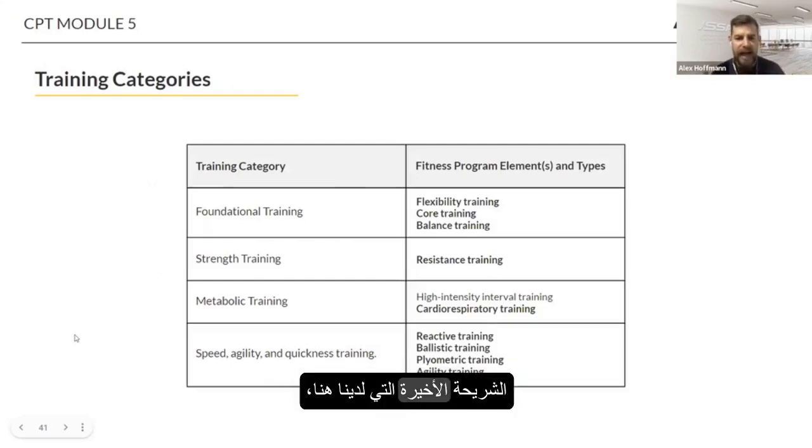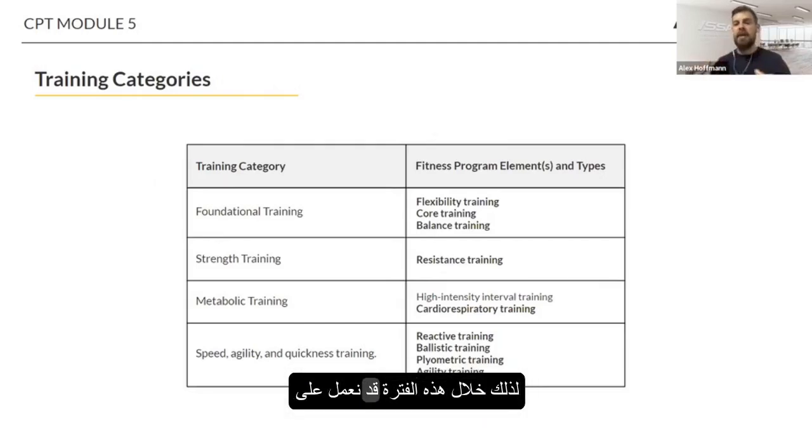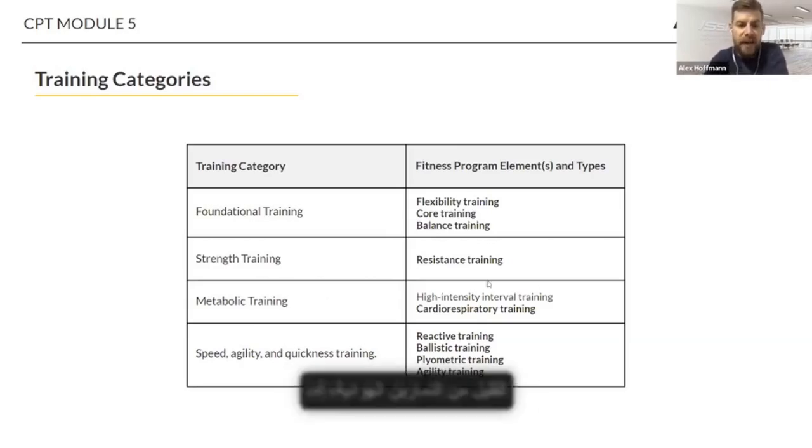All right, last slide that we have here. We're going to make it through in this hour. Training categories that we have. We already talked about some of these a little bit. We talked about foundational training, which is training that we're going to be using to prepare our clients for more intense training. So during this period, we might be working on all of the elements of fitness, and that's going to include flexibility, core, balance training, also improving a little bit of aerobic capacity as well during that time.